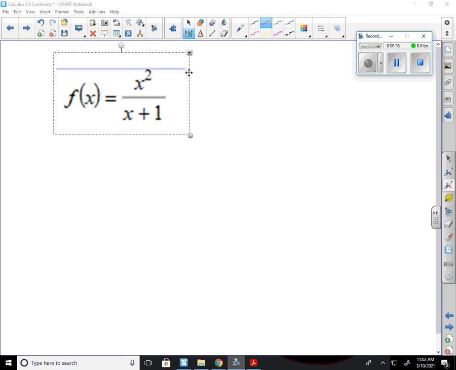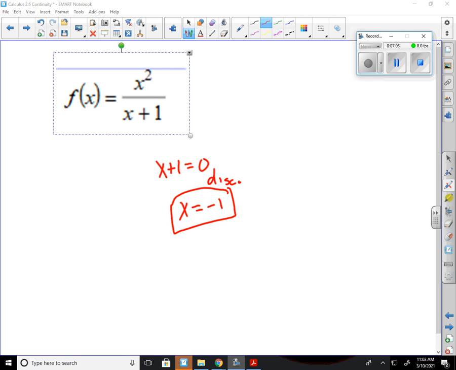Okay, if I have x squared over x plus 1, can you tell me what kind of discontinuity that would be? So I can't get rid of anything in the top or the bottom because that's x plus 1 down there. So it's going to be discontinuous at x equals negative 1. You can find that out just by setting that equal to 0. Get x equals negative 1. It's going to be discontinuous there.